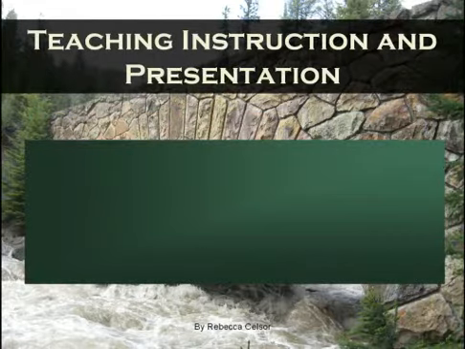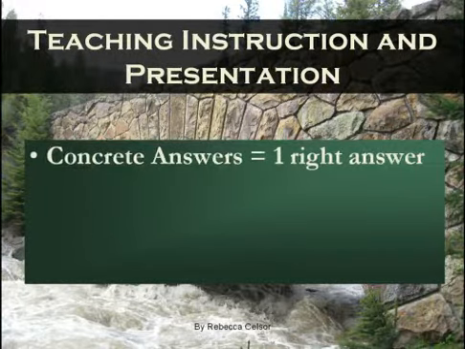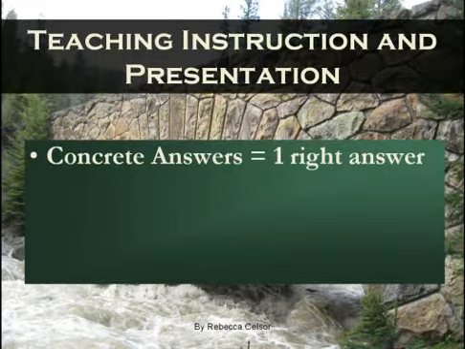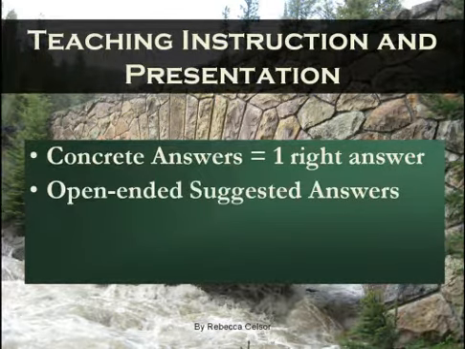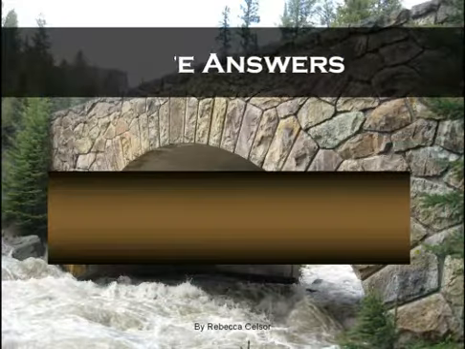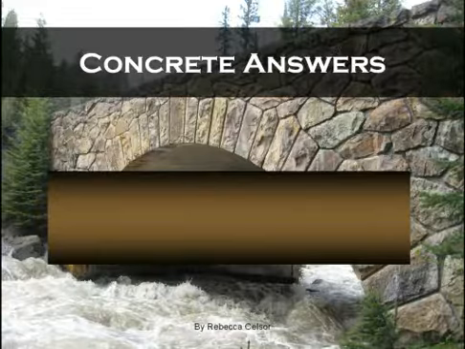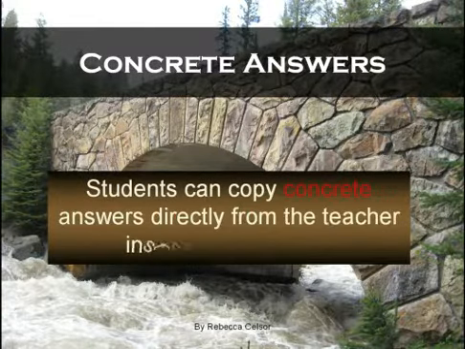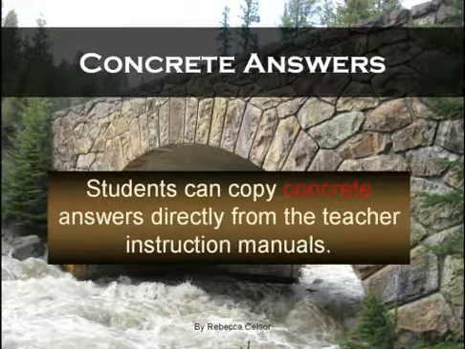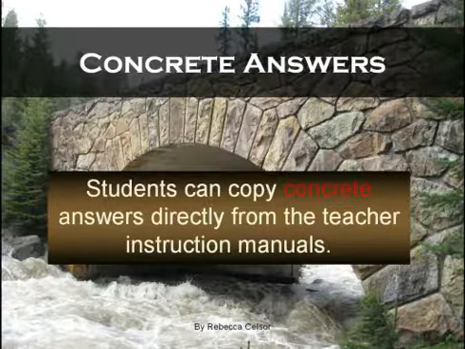The instruction manuals have the instruction and presentation information needed to teach lessons, including what goes in the blanks on the student worksheets. Concrete answers, which is where there's one right answer. Open-ended suggested answers, where there's more than one possible answer. And brainstorm outline and paragraph examples. Because the instruction manuals have all the teacher presentation information with possible answers, students can copy concrete answers directly from the instruction manuals. This works well for one or two students copying information that has only one correct answer, which is called a concrete answer.